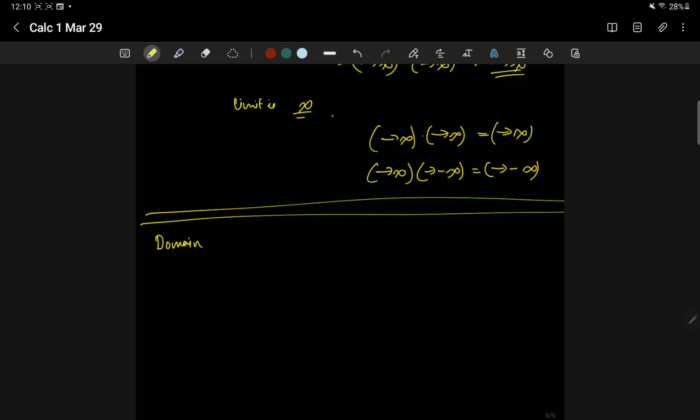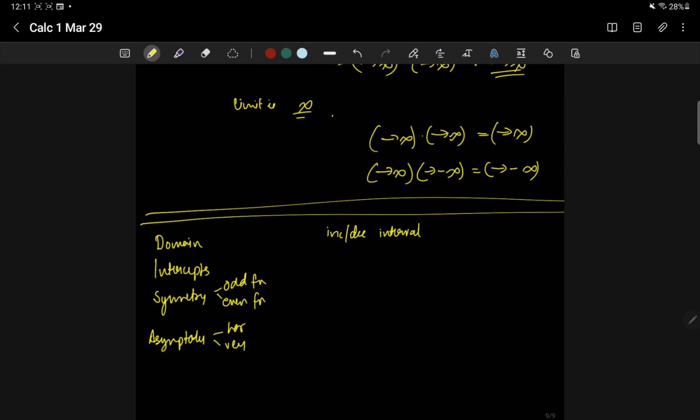We will be using finding domains, intercepts, symmetry, which is odd and even functions, asymptotes that we looked at today, horizontal and vertical, increasing and decreasing intervals, how to find that using calculus, local min and local max, how to find that using calculus, concave up or down, and inflection points.